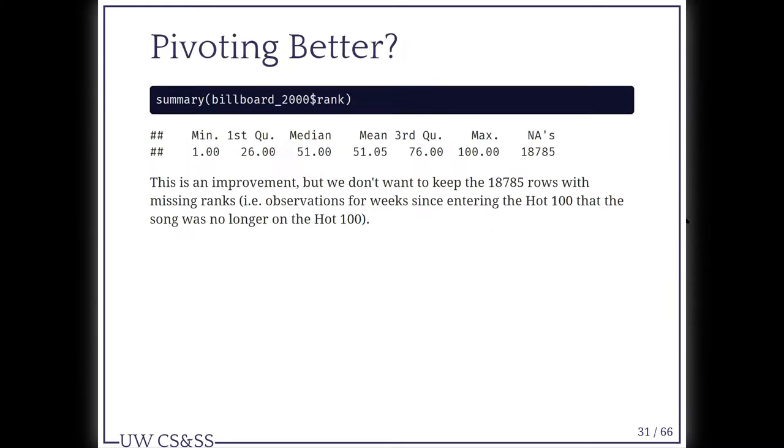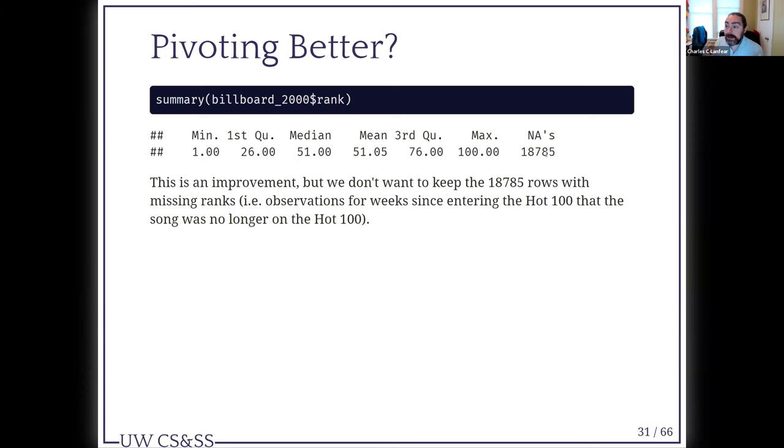thank you. So, now, something about this, as I mentioned before, missing values. If I get a summary of the Billboard 2000 data, specifically its rank column, we see here, okay, the minimum value of 1 makes sense. The best rank you can get on the Billboard Hot 100 is number 1. The worst you should be able to get is 100. But there's something odd here. Well, maybe not odd. You probably anticipated it from what I said earlier. There are 18,785 missing values here. The whole data frame is only 24,000 long, so the majority of it's missing data.